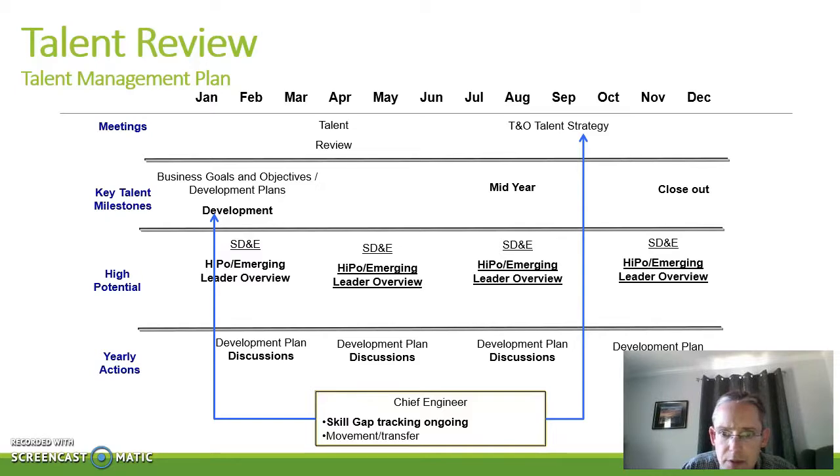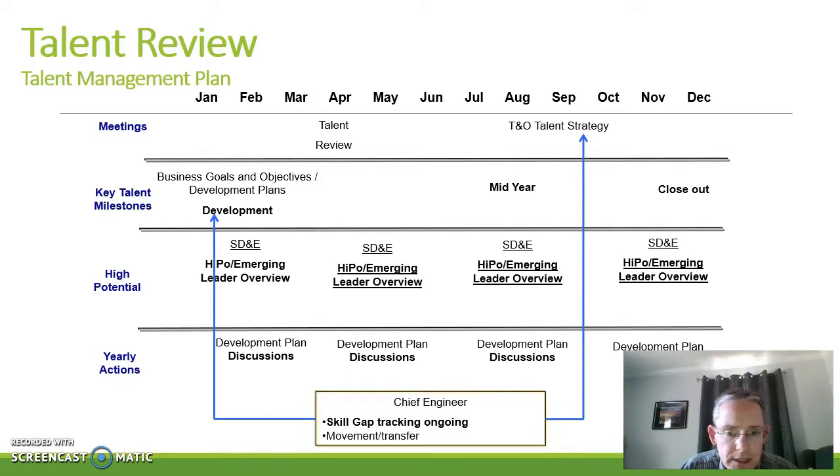This is just an example of how we tend to do these things. So here you've got an example that I pulled from a business on talent milestones throughout the year, leader overviews, high potentials, where do we do development and discussions. These are not yearly talent management things. You're looking at a continual update.